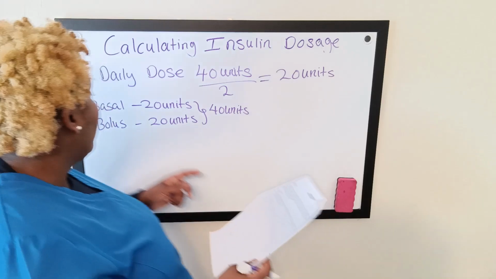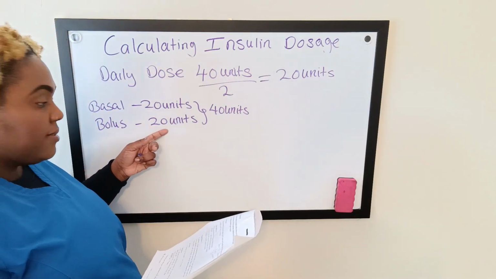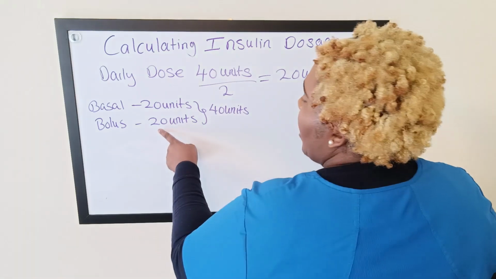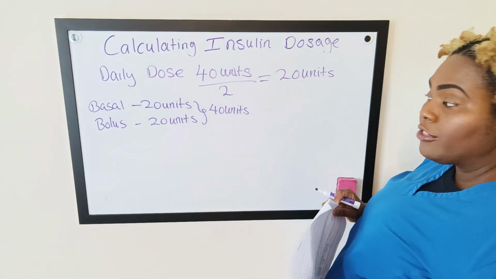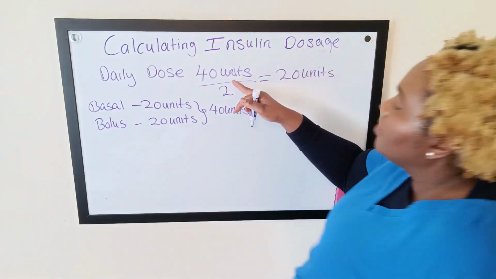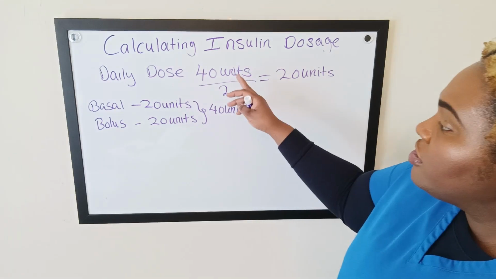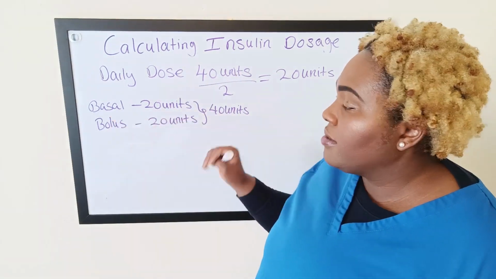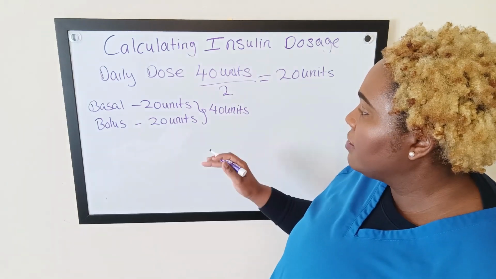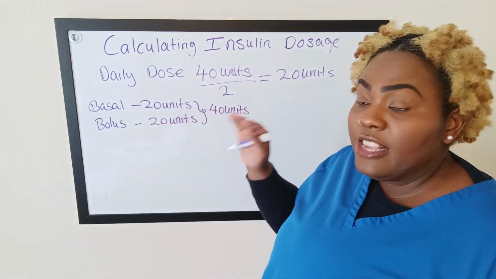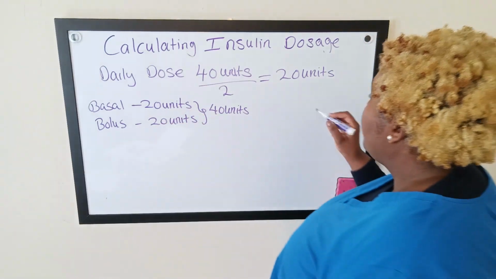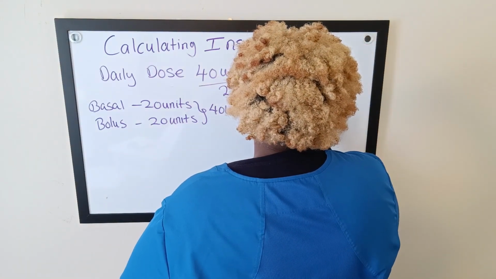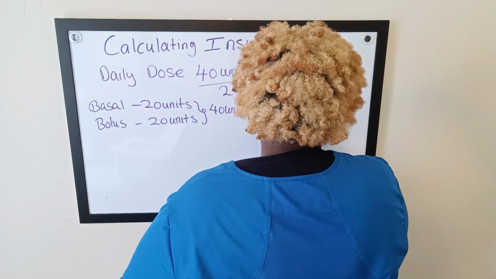So we know our bolus is 20 units. So if we have 3 meals, what do we think we do? We're going to have to divide our 20 units by the 3. Because this is the total the patients get for the day, which is the combination of the basal and the bolus. The basal is 20, the bolus is 20. We have 3 meals. They take bolus at each meal, okay? So we need to divide the 20 units divided by 3.